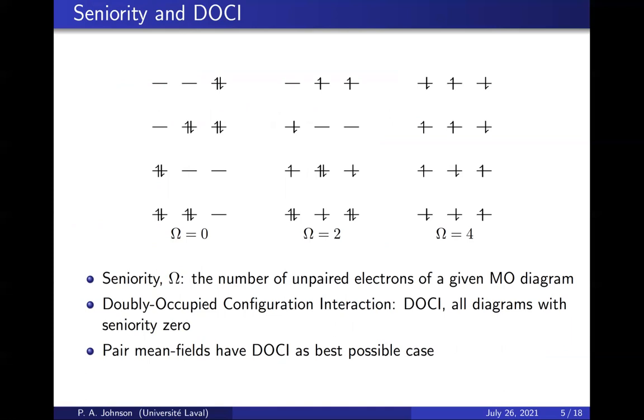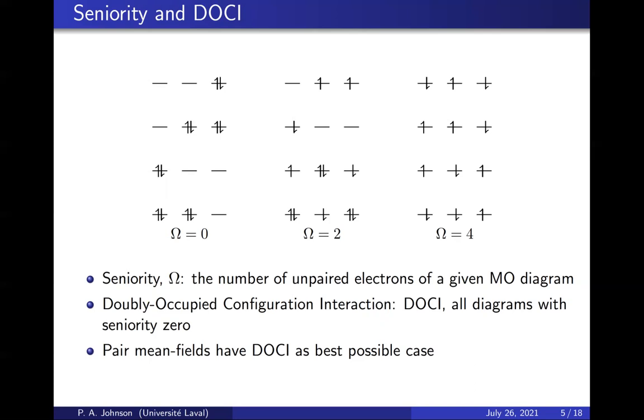DOCI, or doubly occupied configuration interaction, would be the exact wave function if all the Slater determinants had seniority 0. So any pair mean field or Geminal wave function that we use is going to be an approximation to DOCI, hence we will compare it to DOCI. Again, this is not all strongly correlated systems, but it is a first step, and it is already a fair enough fraction of strongly correlated systems. So we're going to work in this area for the time being.